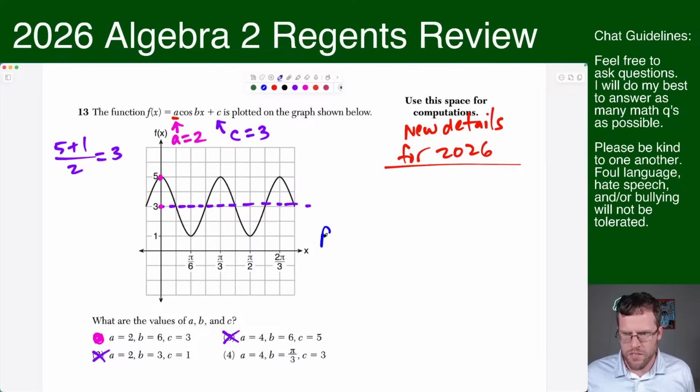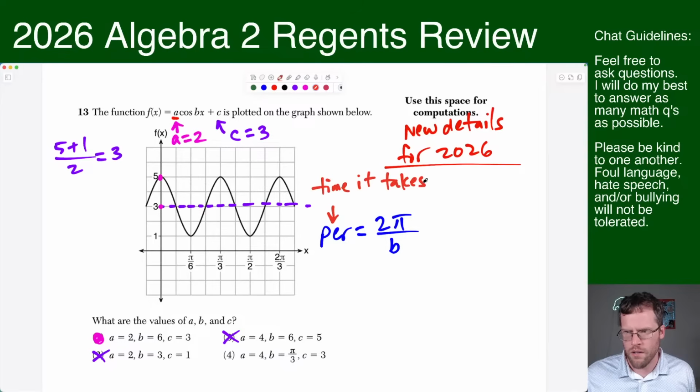So for the B value, we say the period is equal to 2 pi divided by the B value. And here, what I would do is solve for the period. And the period is the time it takes to complete one cycle. Okay, and if we look here, my maximum is here. And if I go all the way, here's one full cycle. A full cycle, you could start at the maximum and go maximum, midline, minimum, midline, maximum. And you see I'm going from 0 to pi over 3. So the period is pi over 3.